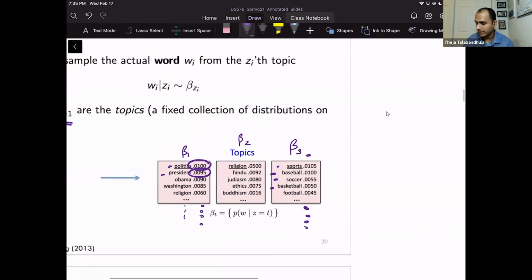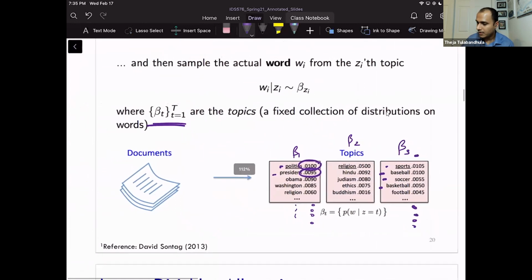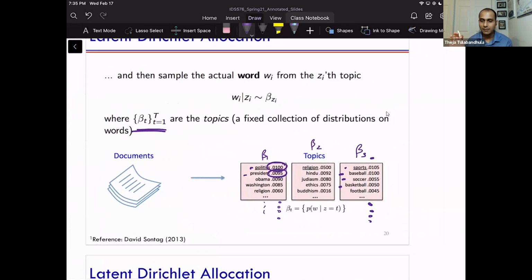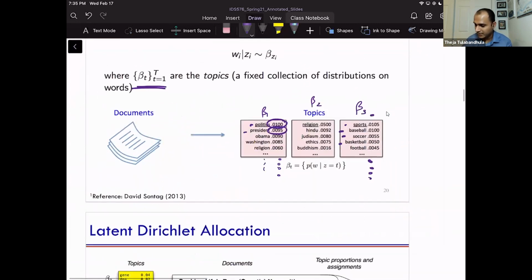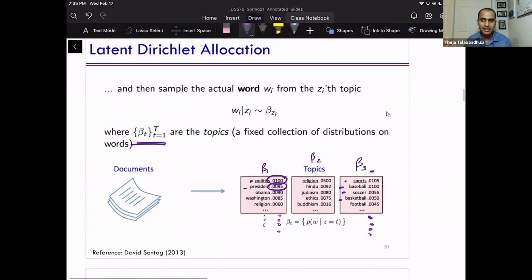And you need to learn them from data, similar to learning alphas as well. How do we learn that? We're not going to talk about it because it's related to maximum likelihood estimation and things like that. Some of you might have seen it in 575. If not, don't worry about it. There is a way to go from data, by which I mean documents like these, to good choices for alphas and betas.